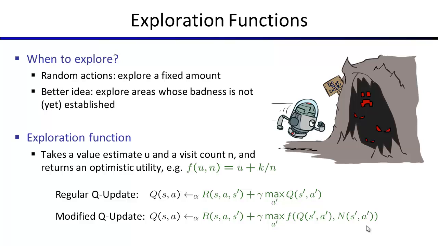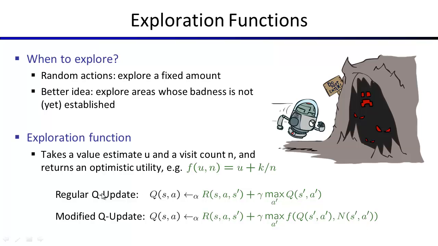If you want to know when to explore, you should really be taking random actions maybe at the beginning, but what you want to do over time is explore areas whose badness is not established. When you decide to try a new restaurant, you don't pick a restaurant at random. You choose a restaurant that you don't know much about, but maybe your prior belief says is reasonably promising. So you use exploration functions of some kind.